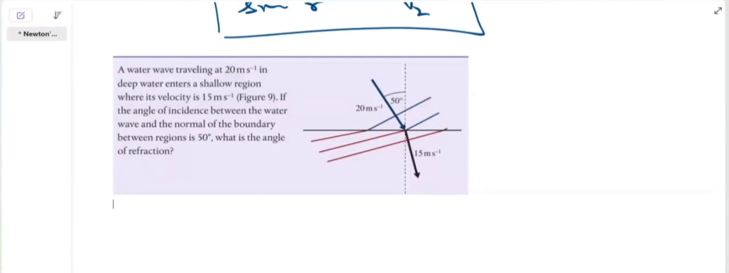Yes. 30.1. 35 degrees is the answer. Yes, ma'am. Did you get 35 degrees? Yes, ma'am. If I round it off, I would get 35. Round off, you are getting 35.